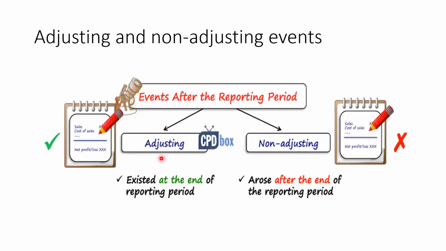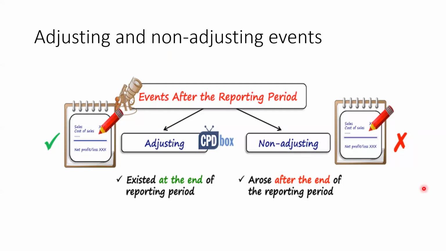So with adjusting events, there is evidence that they existed as at the end of the reporting period. But with non-adjusting events, they only arose after the end of the reporting period. So this is a summary of adjusting and non-adjusting events.